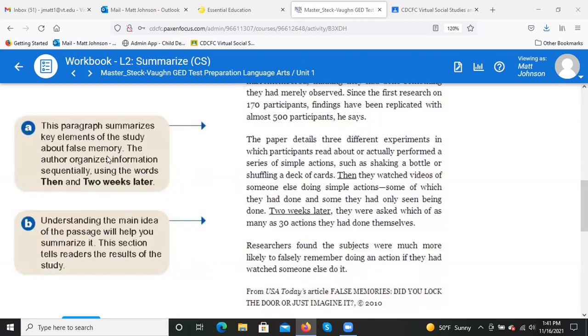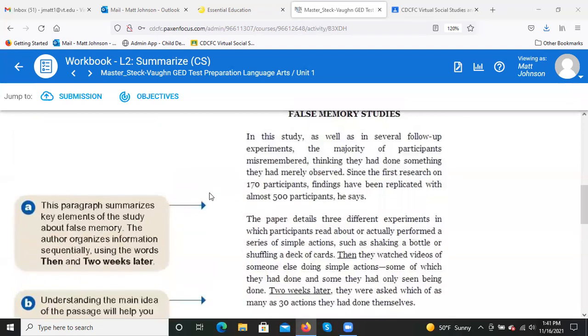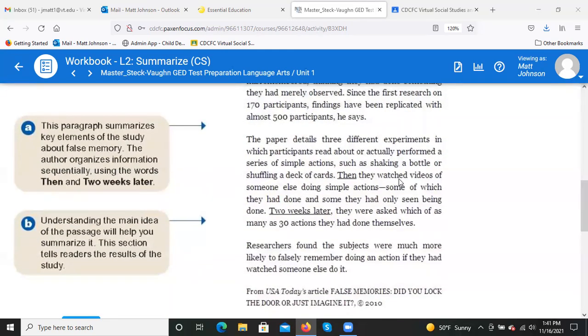So in our text box, it says this paragraph, pointing to the top there, summarizes key elements of the study about false memory. The author organizes information sequentially using the words then and 2 weeks later. So it's something else to look for, like we mentioned with transition words. Look for certain words that are going to trigger a shift in ideas, a shift in time, all of that.